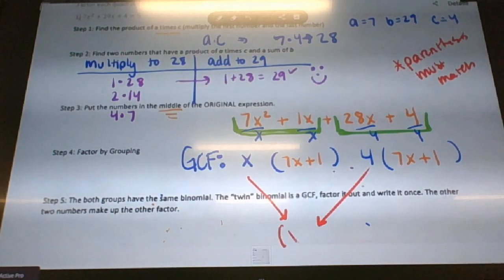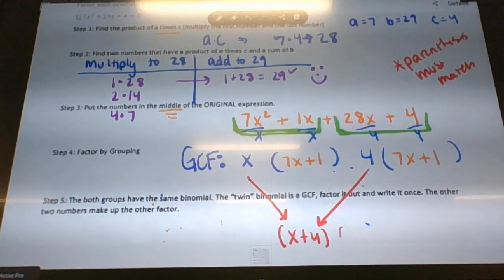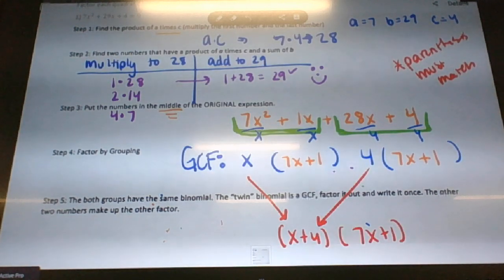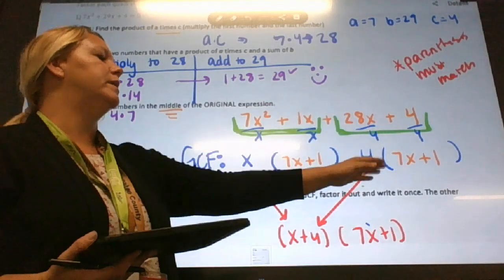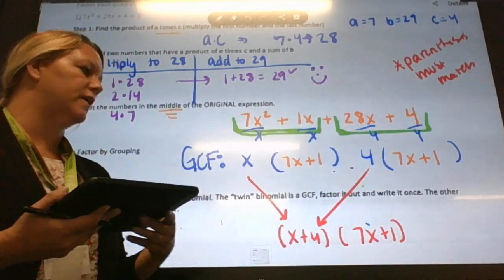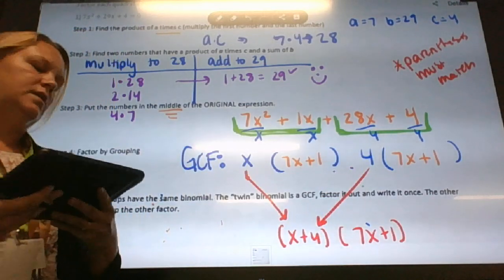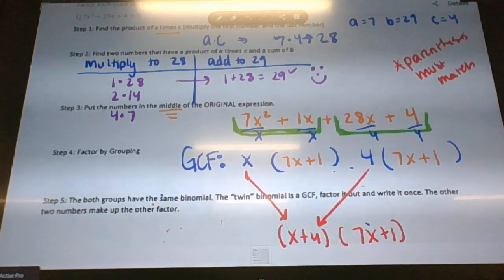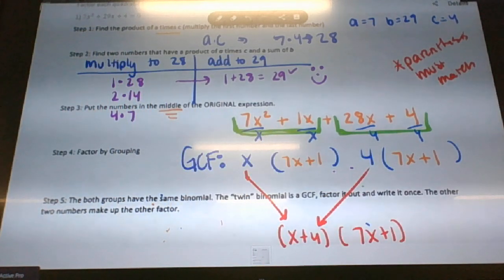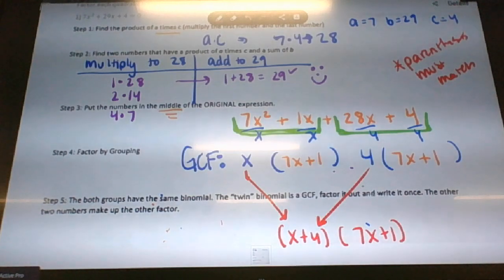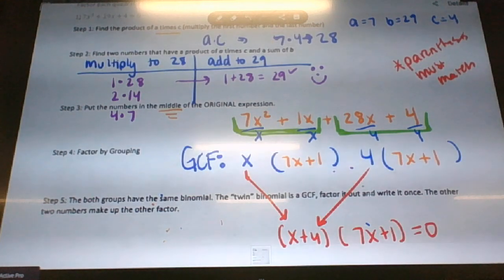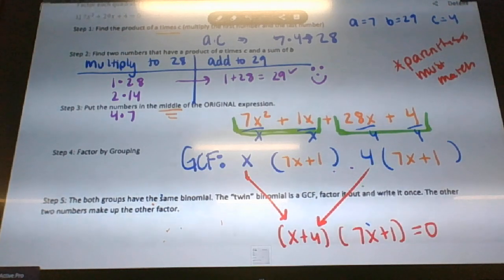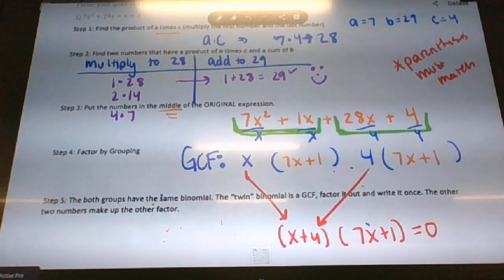So this is x plus 4. And then I keep, this is the part people will not know how to do on Monday, the x and the 4 go together. And then I keep one of the 7x plus 1. And then that's factored. It's set equal to 0. It seems longer than it is, honestly.